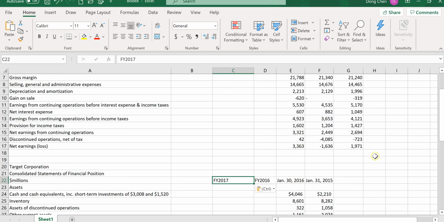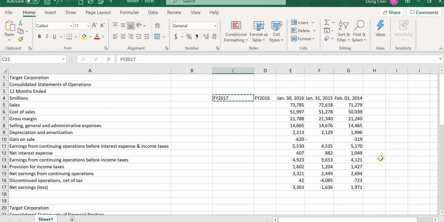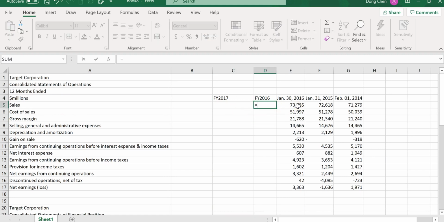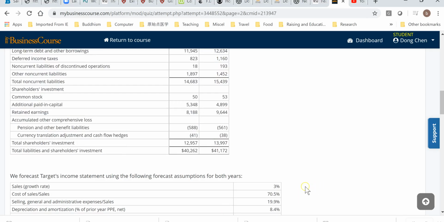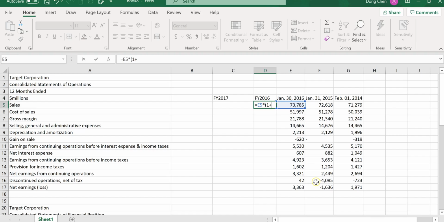So whenever we do the forecasting, we always start from the income statement, right? So the sales will be based on the current sales, which actually is fiscal year 2015. Yeah, because this is January 30th, that's the fiscal year end month for Target. So this is going to be the current fiscal year 2015's sales level times 1 plus the growth rate of sales, which is 3% here.